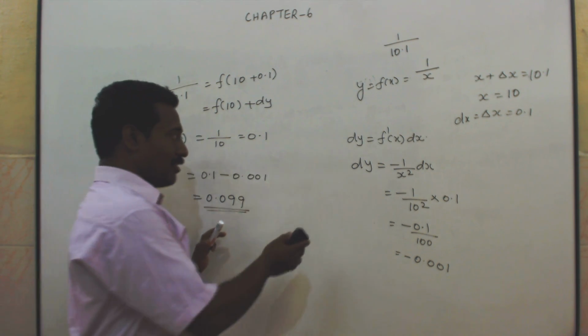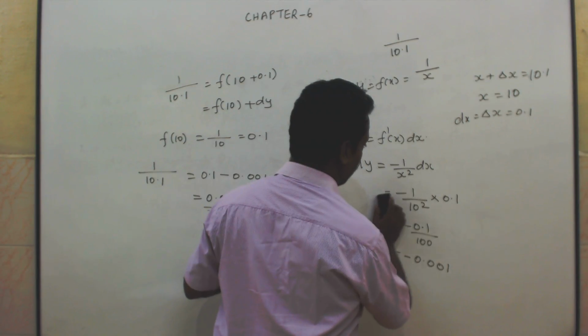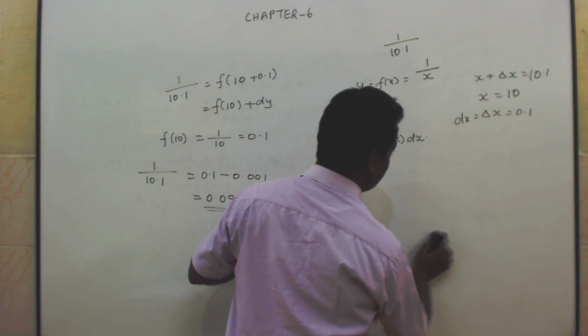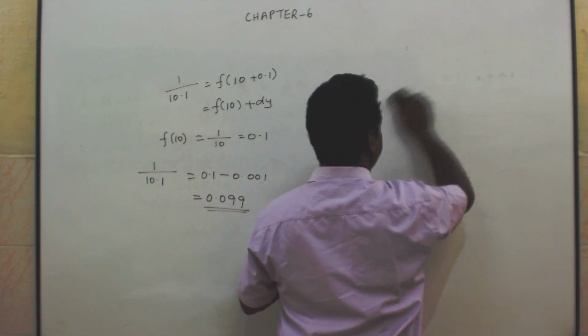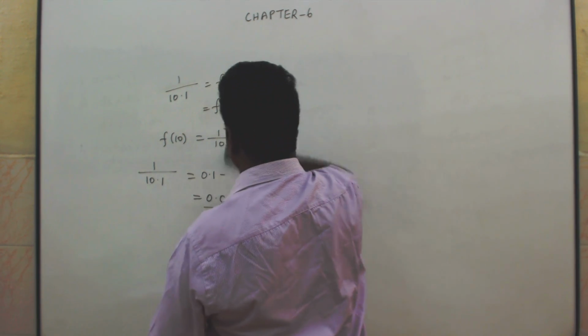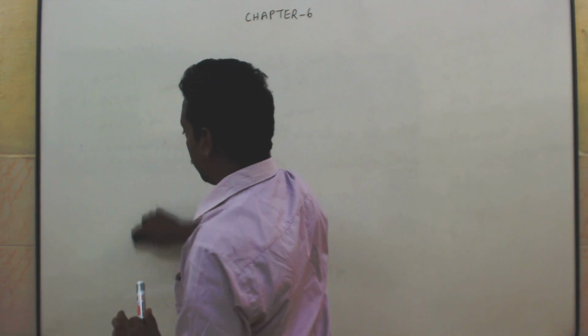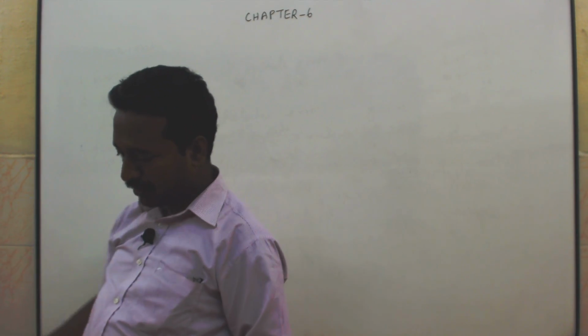The same way, solve sum number 3. Sum number 3 is a 10 mark question. In this exercise, only one 10 mark question is given in the book, exercise number 6.1, that is question number 3, subdivision number 3.